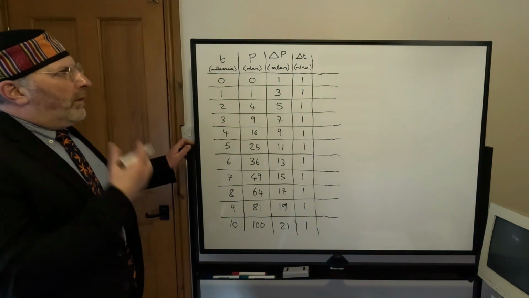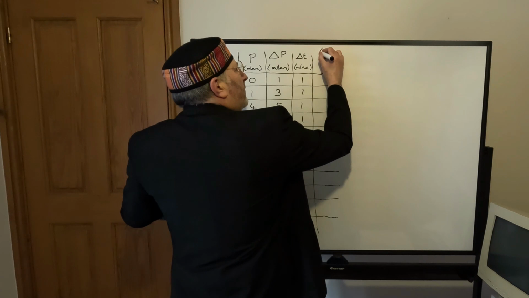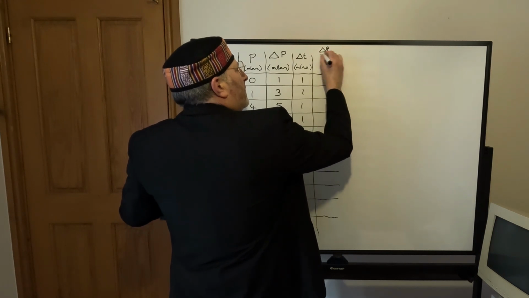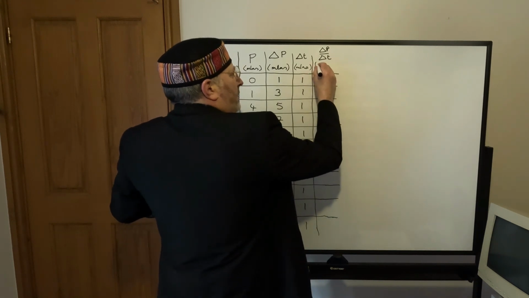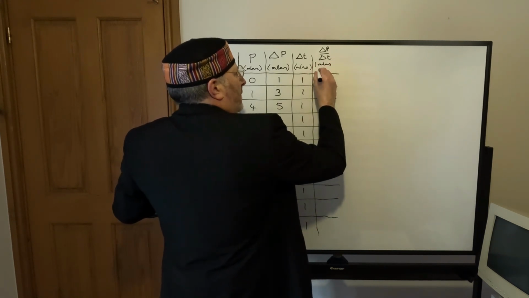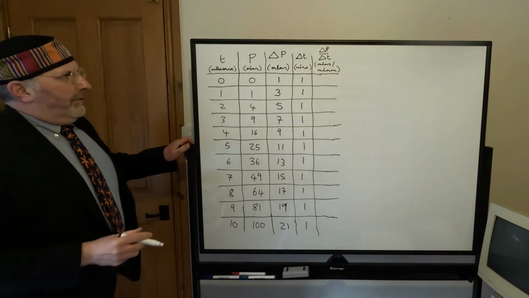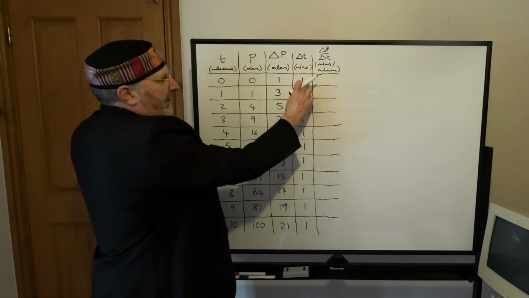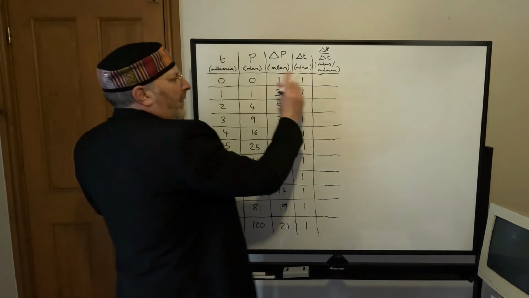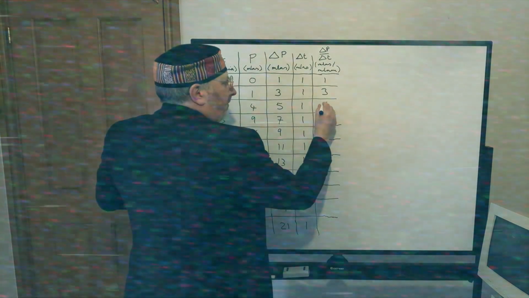And then lastly, what we're interested in is the rate of change of population. So that is delta P divided by delta T, and that is measured in millions of people per millennium. So to do that, we're going to divide delta P by delta T. Well, again, it's very easy because all our delta T's are just 1. So 1 divided by 1 becomes 1, 3 divided by 1 becomes 3, and so on.